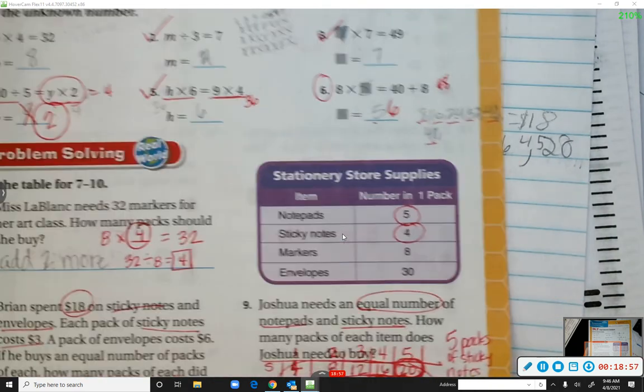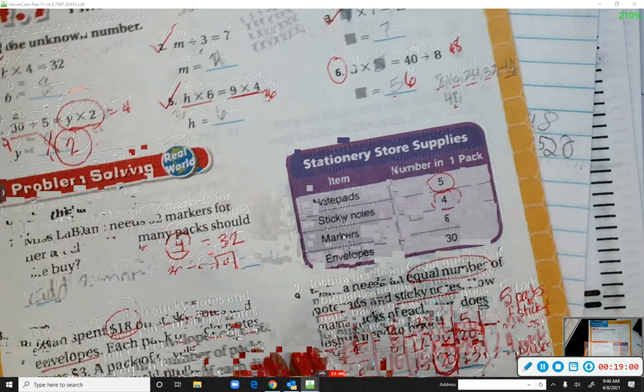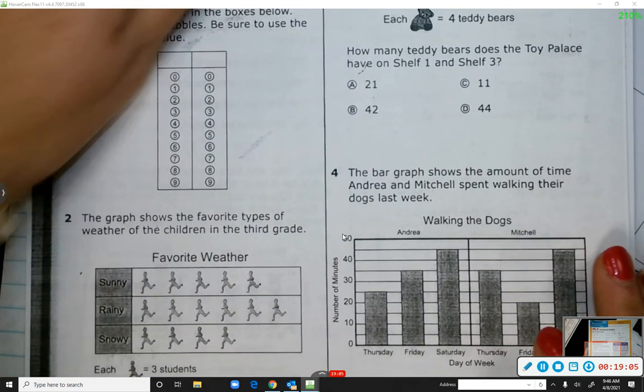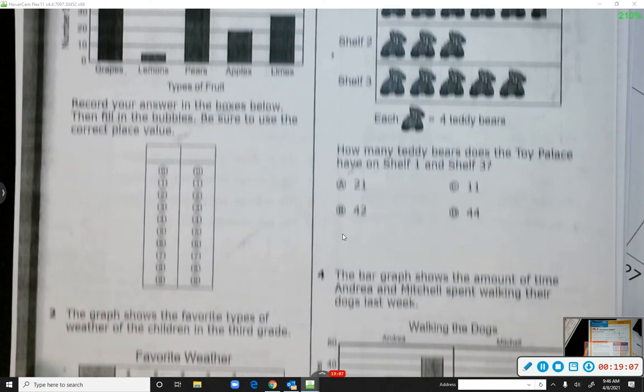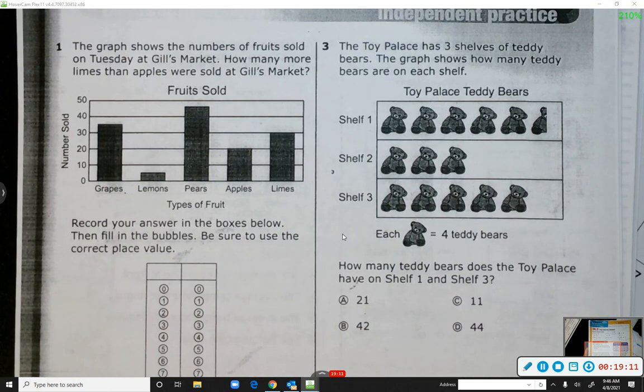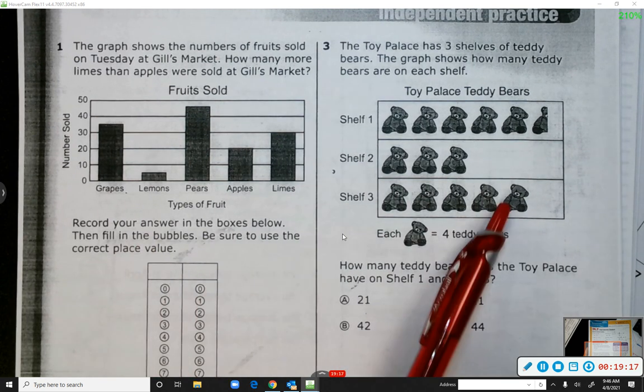Now, what you're going to do next, that was our practice for what we've been learning this week, and now we need to kind of review what we learned in the past couple of weeks, which is graphs. Okay? So you're going to get a paper that looks like this. You need to be showing your work. How do we show work on a graph?